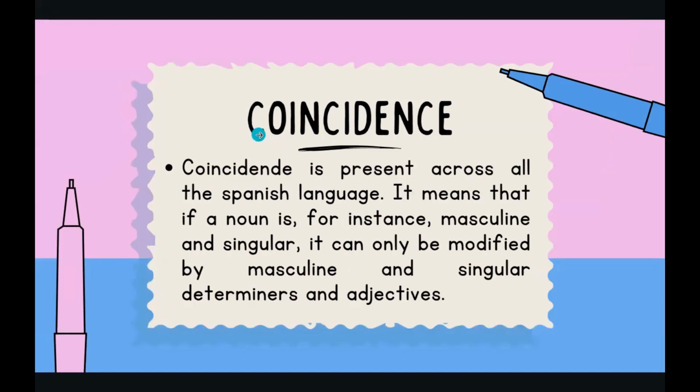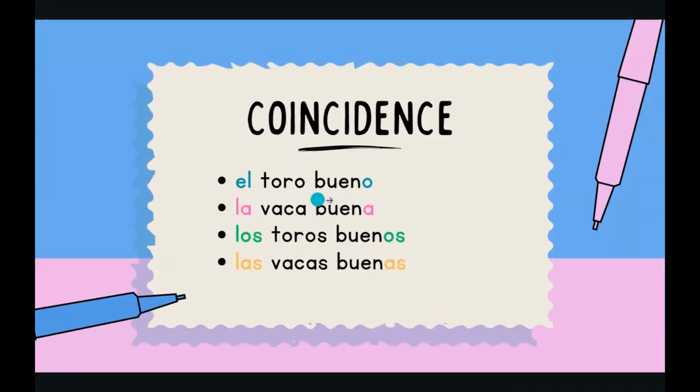This is one of the most important concepts in the Spanish language, basically because it's present across all this language. And it means that if a noun is, for instance, masculine and singular, it can only be modified by masculine and singular determiners and adjectives. Let me show you what I mean. Check it out. We have here el toro bueno, the good bull, basically. In this case, we know toro is masculine and singular because we've been studying it, okay? So it needs to start with the article el, plus bueno will finish in o.